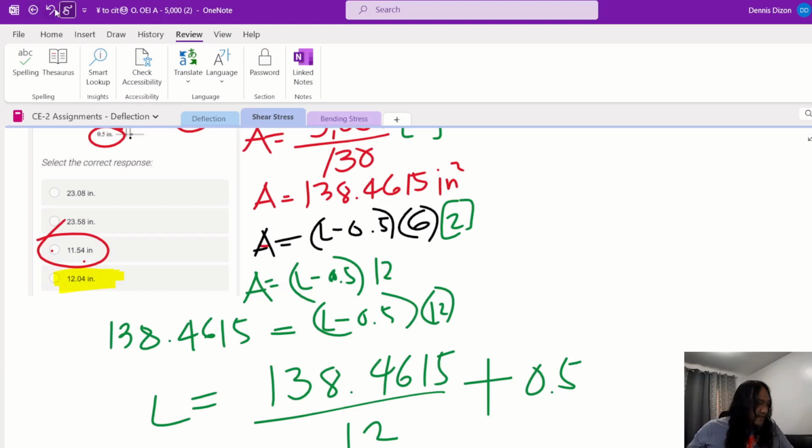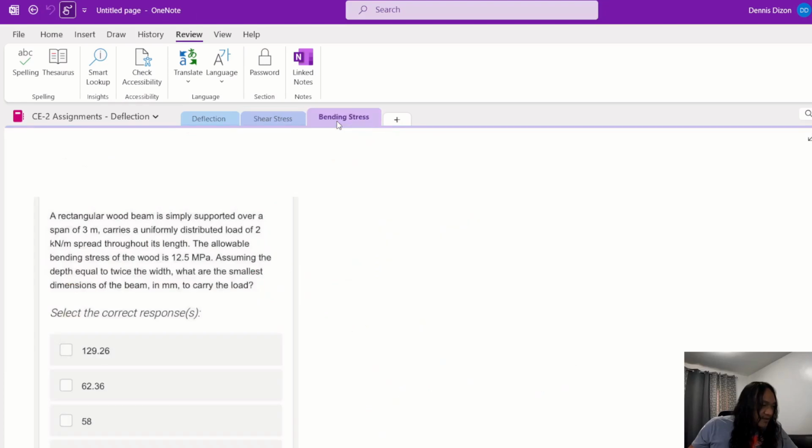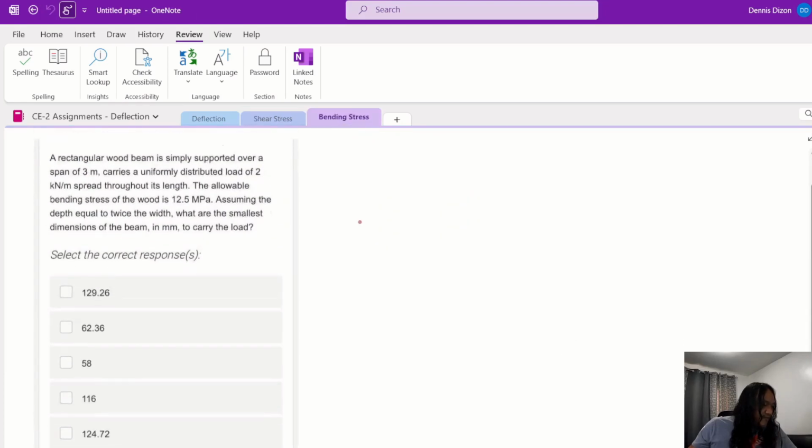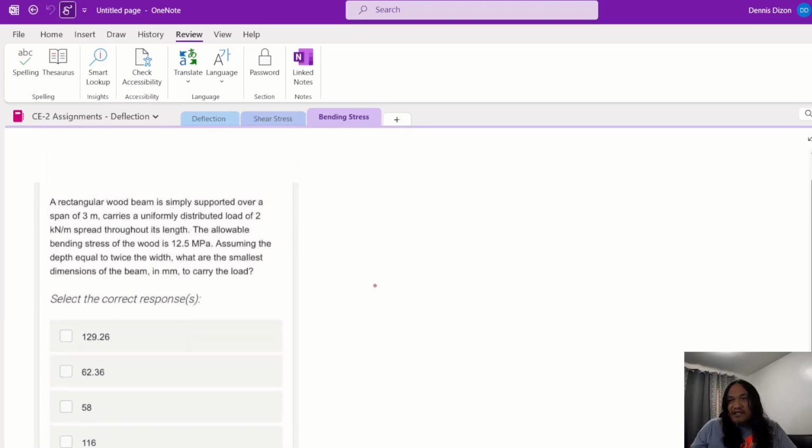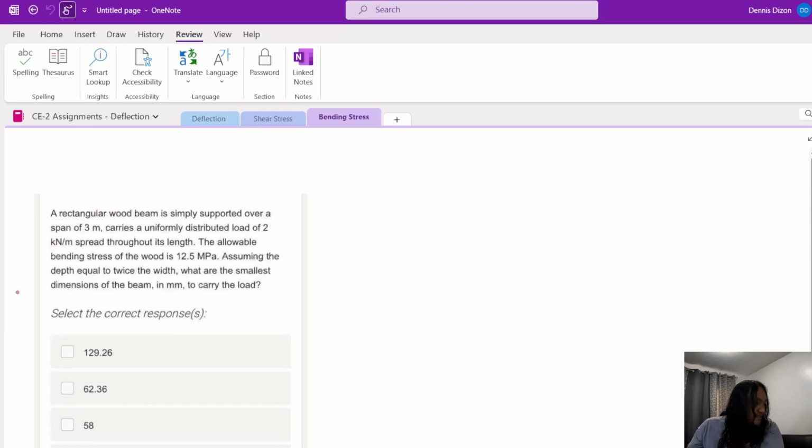And so it's 30 minutes. So let's probably have one more problem, or maybe two, and then we will do a separate video on the other problems. So let's go. The next question is this one here. A rectangular wood beam is simply supported. We'll just zoom this again.